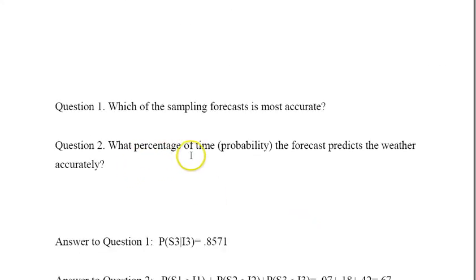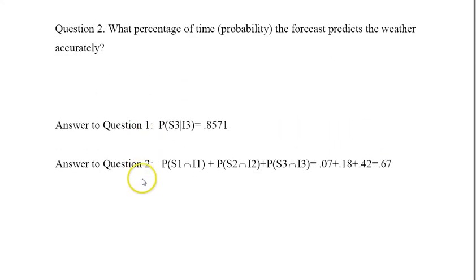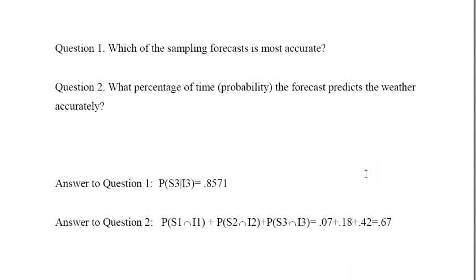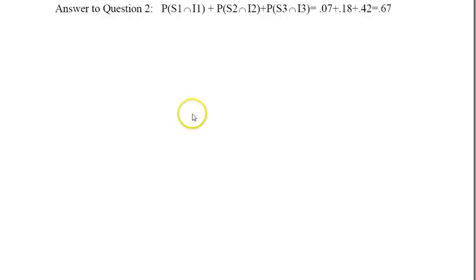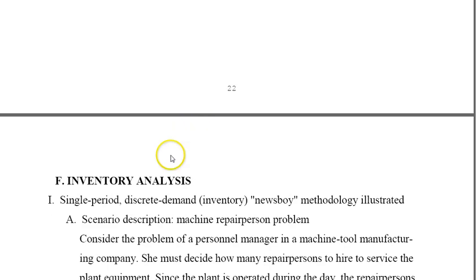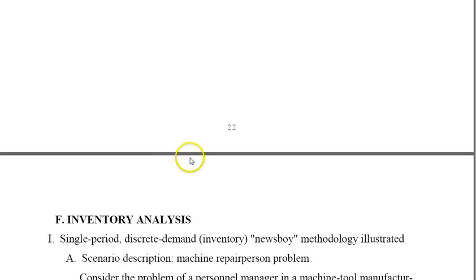The other question is, what percentage of time, or what is the probability, that the forecast predicts the weather accurately? So that's for question 2. In this case, we're going to add the joint probabilities, 0.07, 0.18, 0.42, and that's basically adding those along this line. Hopefully this should be helpful.